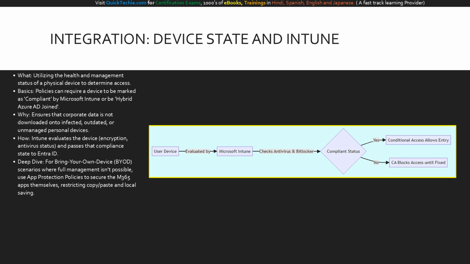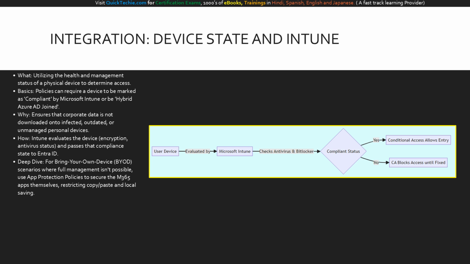How it works is beautiful. Intune checks the laptop for BitLocker encryption and active antivirus. If it passes, Intune tells Entra ID it is compliant, and conditional access lets the user in. The deep dive here addresses personal devices. If an employee uses a personal iPad, you can't force full device management. Instead, you use app protection policies. Conditional access can force the user to use secure M365 mobile apps where corporate data is isolated, preventing them from copying corporate text into their personal notes.